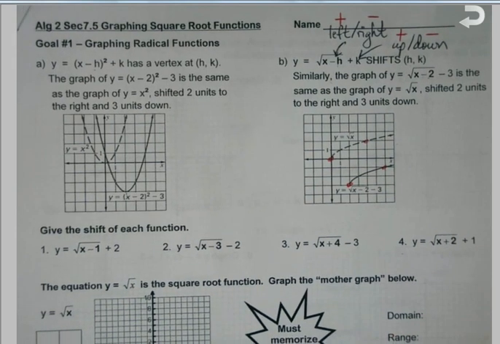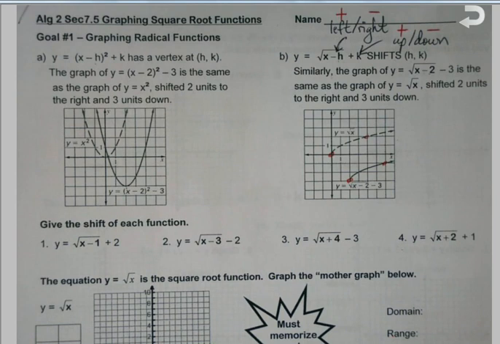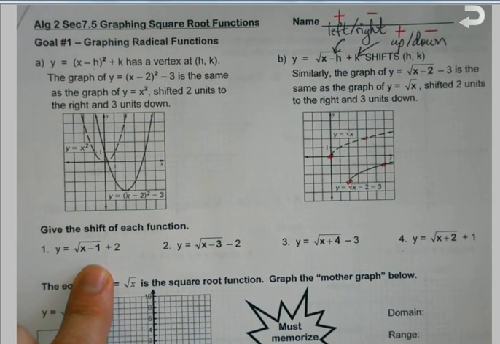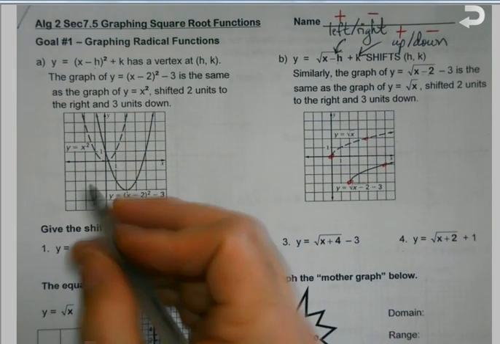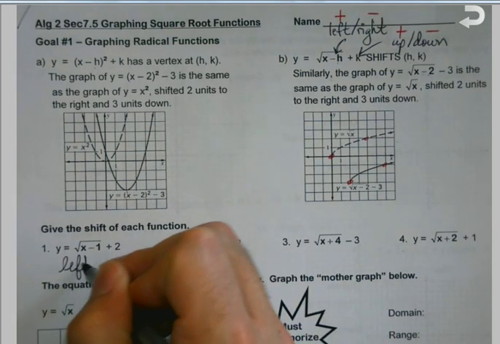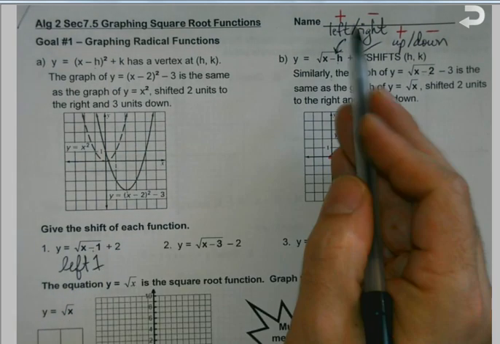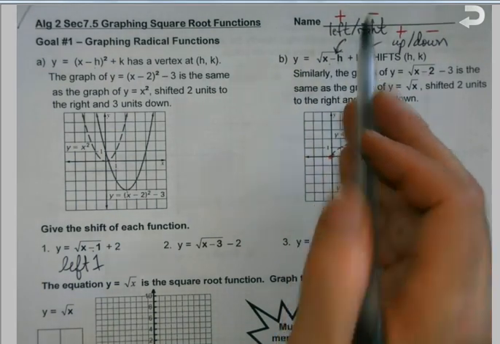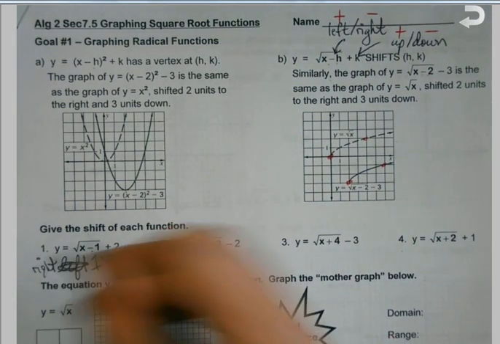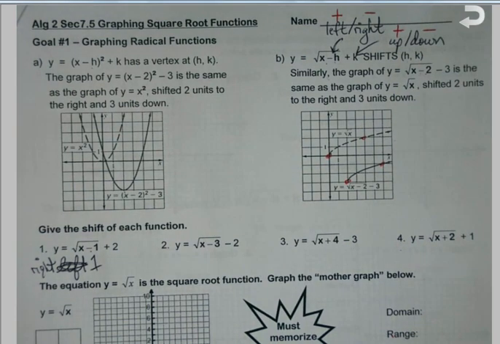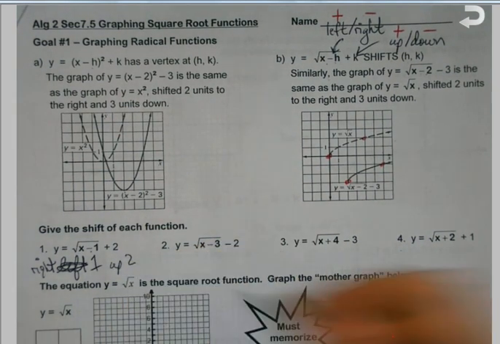So let's see, I can keep this all on the screen here. For this first one, I've got 2 shifts. What are they? Okay, so we're left 1, because when I see the minus in my radical, oops, that's how we write left 1. Except it's going to be right 1 because I miswrote. And up 2, yes.